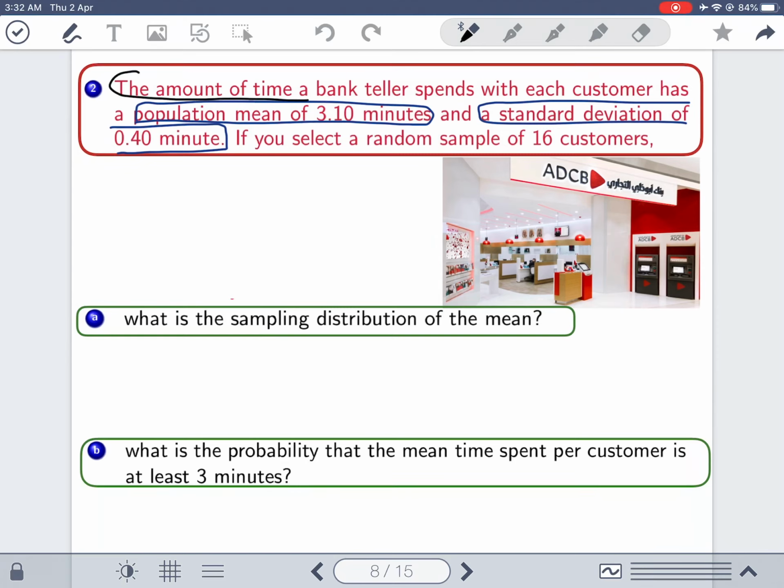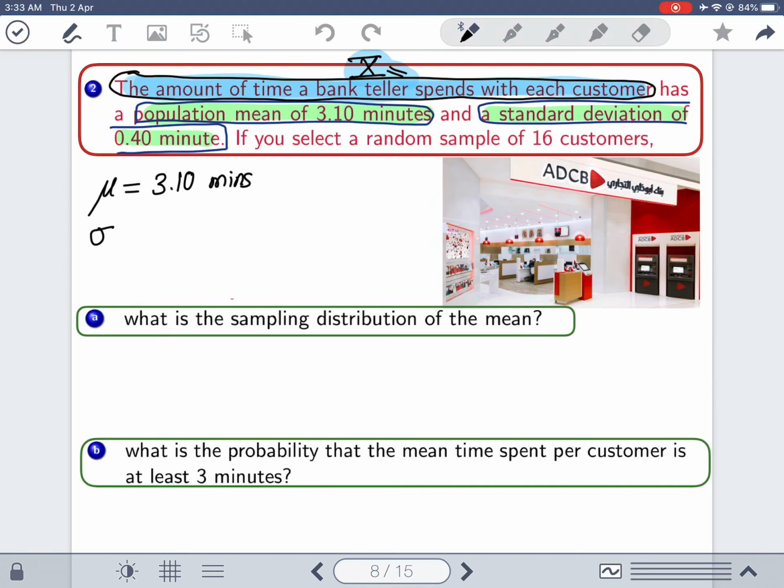Now, this amount of time a bank teller spends with each customer will be our random variable x. Instead of me having to write all of it, just remember that we defined x to be the amount of time a bank teller spends with each customer, given in minutes. For the mean and standard deviation, I will write them down. The mean here is 3.10 minutes and the standard deviation is 0.40 minutes. Now the question is, what is the sampling distribution of the mean?